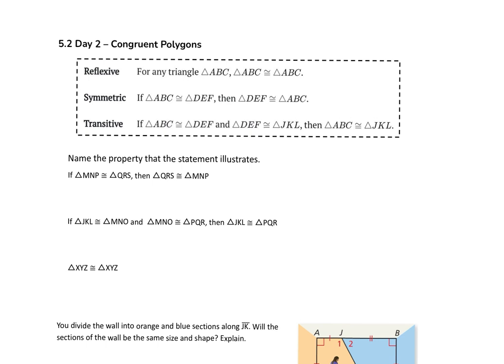All right. We're going to continue with 5.2 today. If two triangles or figures are congruent, then what we said yesterday is all the parts of those two must be congruent as well. So for instance, if I have a triangle and I say these two triangles are congruent, how many pieces are we going to have to prove congruent if I have two triangles?